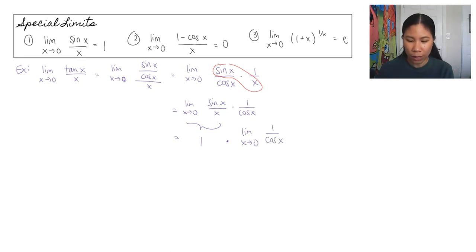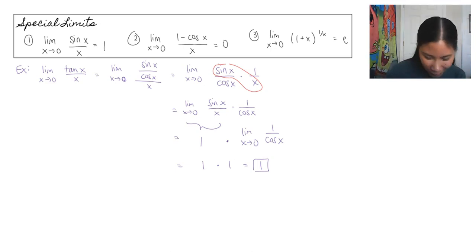When you plug in 0 for 1 over cosine x, you don't get 0 on the bottom, because cosine of 0 is 1. So that just equals 1 if I just plug in. And then finally, 1 times 1 is just 1. So the limit as x approaches 0 of tan x over x is just 1. All right, let's do another example.